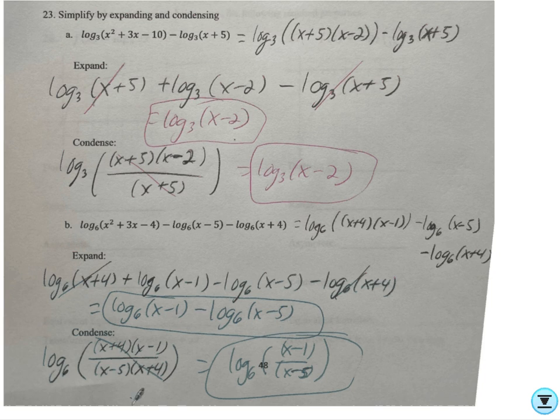Condensing is similar. Both of these are subtracting, which means they both go in the denominator, not just the first one. This also goes in the denominator, so that's how we get log base 6 of x plus 4 times x minus 1 divided by x minus 5 times x plus 4. Then again, like 23a, the x plus 4's here, since it's the same factor in the numerator and denominator, can cancel. Okay, and so we get log base 6 of x minus 1 over x minus 5.